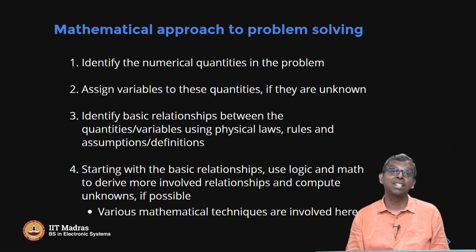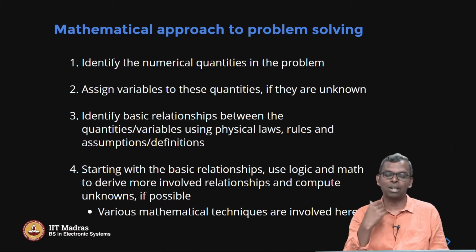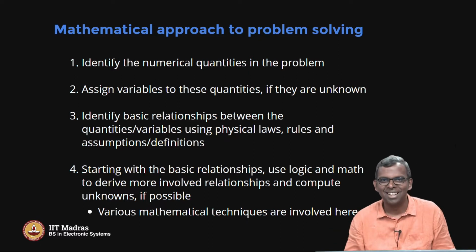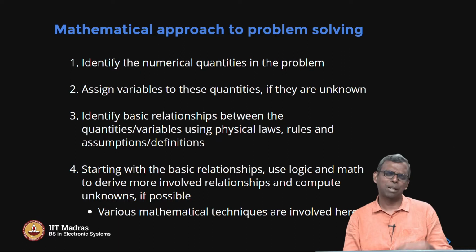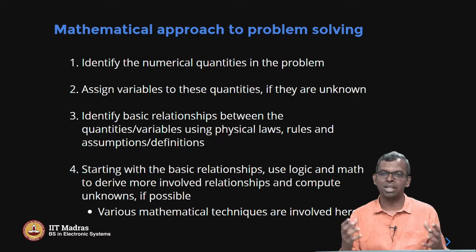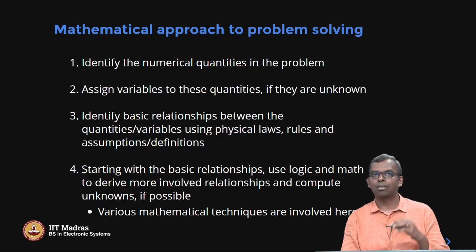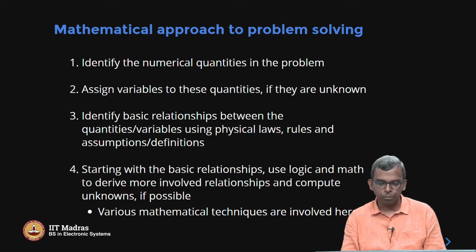Sometimes the basic relationship will involve some assumptions or definitions, right? You'll say, okay, I don't know, but I'm going to assume that this is a relationship that is satisfied. So sometimes such things happen, but usually these are justified by physical laws and rules, maybe some geometry of the problem, maybe some basic structure of the problem. You use that, and simple relationships, that's the starting point.